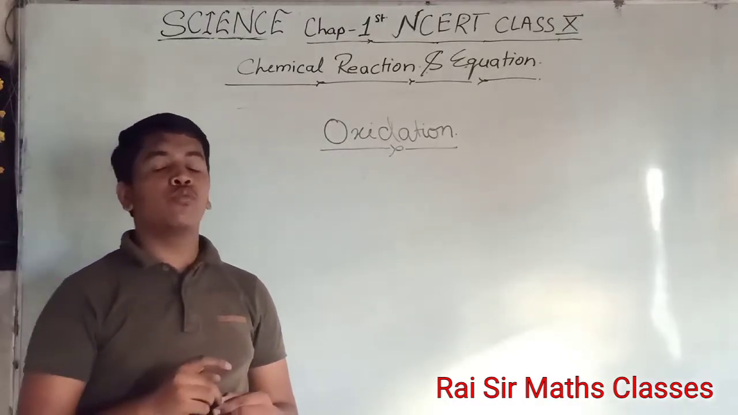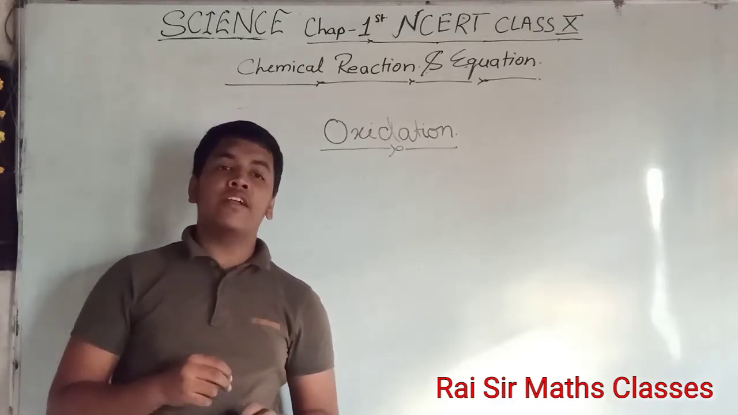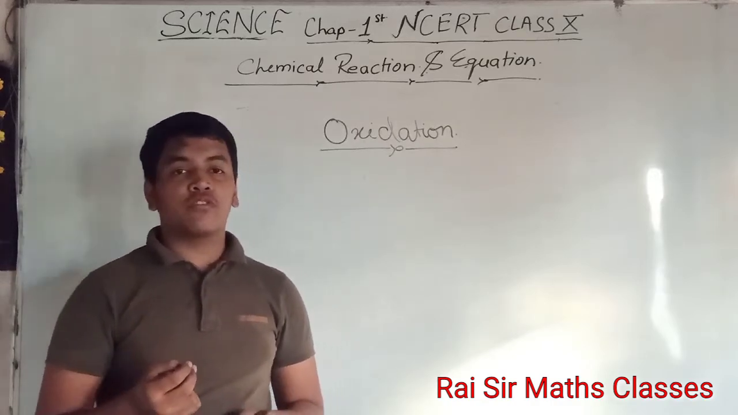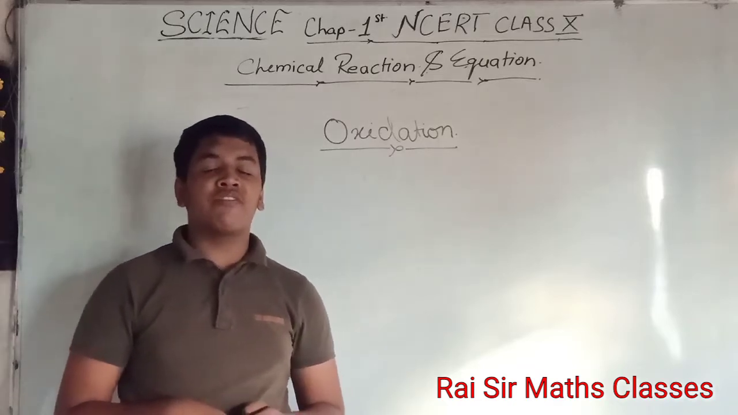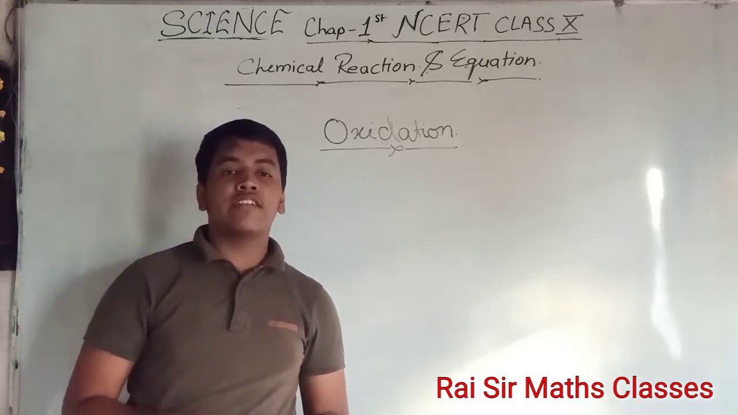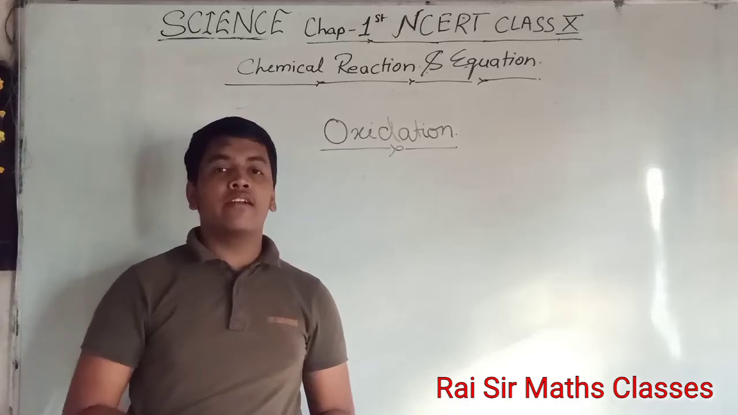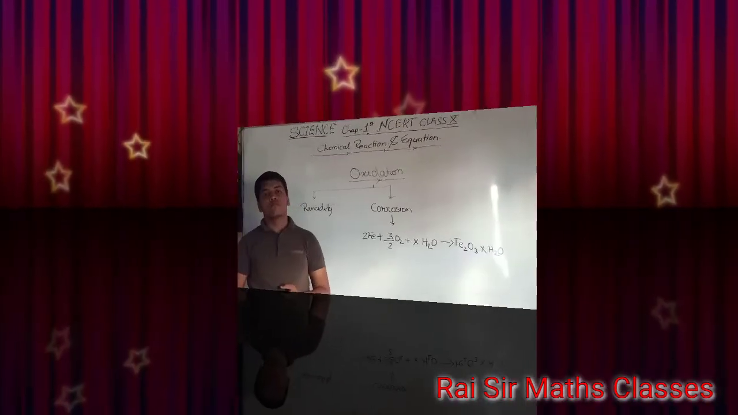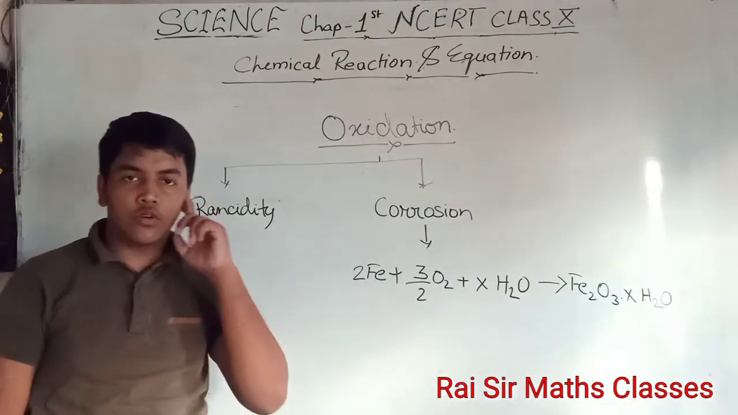Now it has good and bad effects in our daily life. So we are going to know two bad effects, which are a chemical process, so we are going to learn them. There are two effects, that is rancidity and corrosion. Rancidity is very familiar to us, and corrosion is also, which we also call rusting. Now we are going to know what is rancidity and what is corrosion.